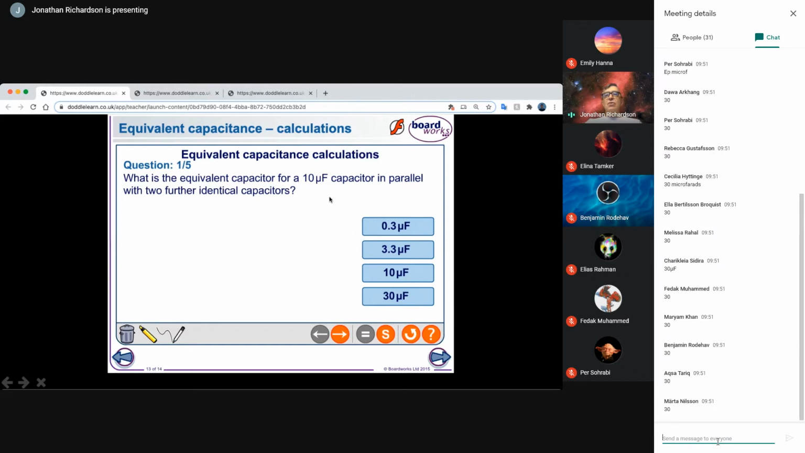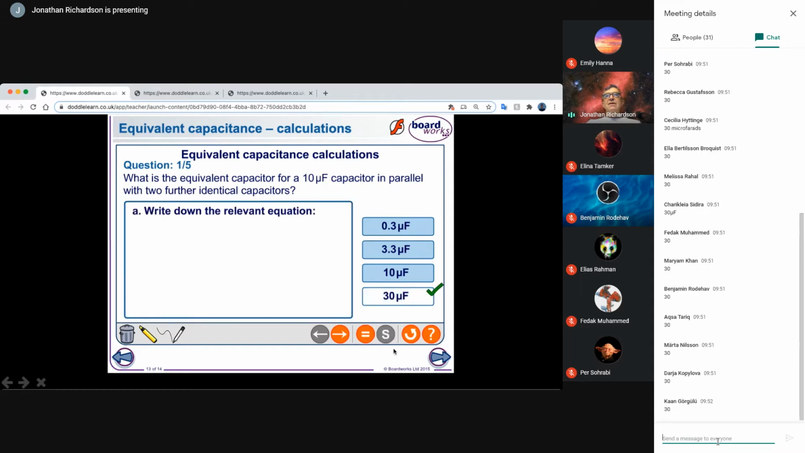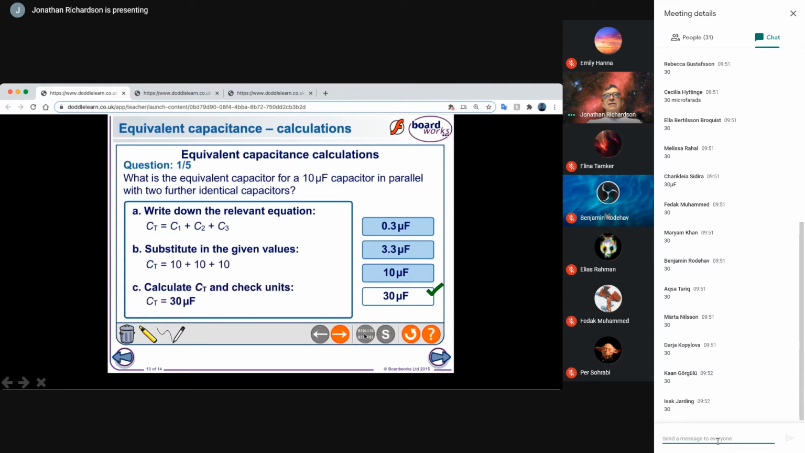So what is the equivalent capacitance for a 10 microfarad capacitor in parallel with 2 further identical capacitors? So we have now 10 microfarads in parallel with 2 others, so we've got 3 capacitors in total. What will be their equivalent capacitance? Fairly quick response from you, and I think you'll see 30 microfarads is the correct answer. How do we get that? Well, the total value, C1 plus C2 plus C3, 10 microfarads plus 2 others. So Ct is 30 microfarads.